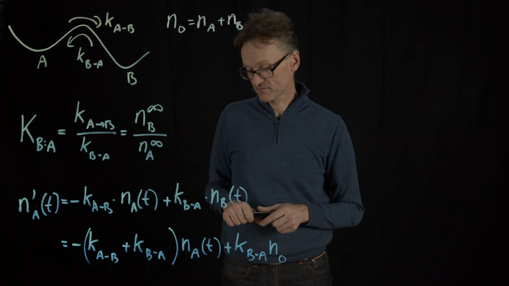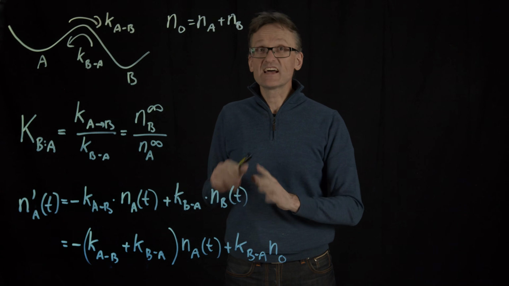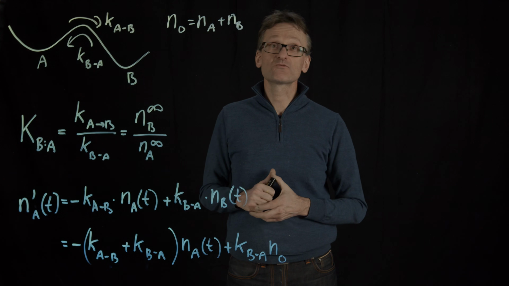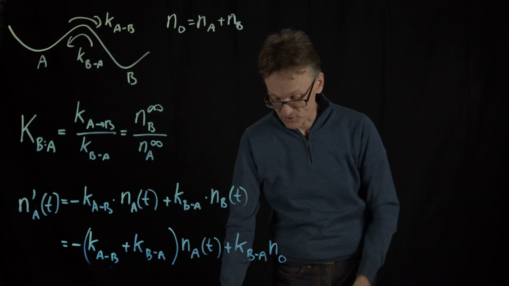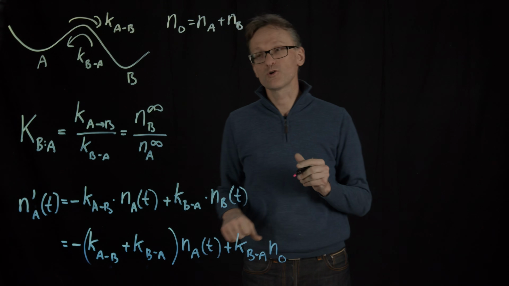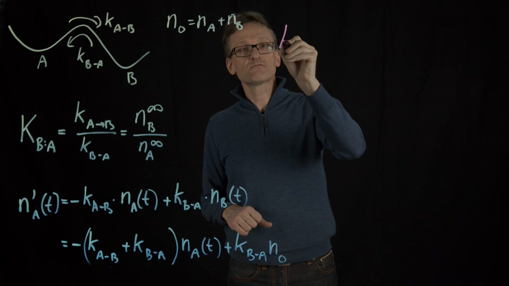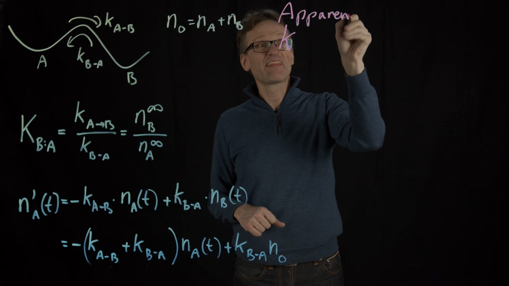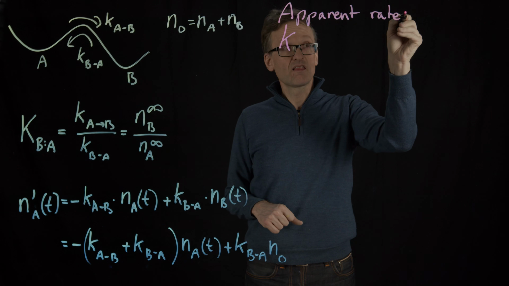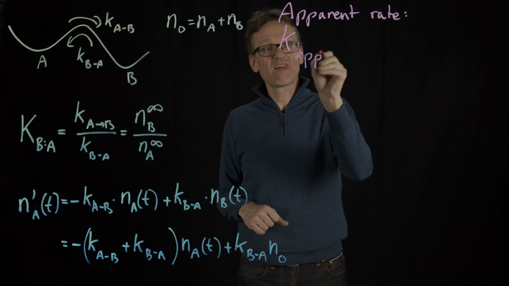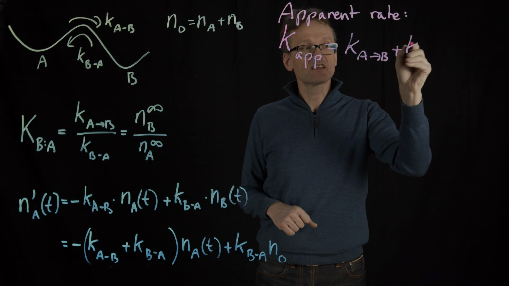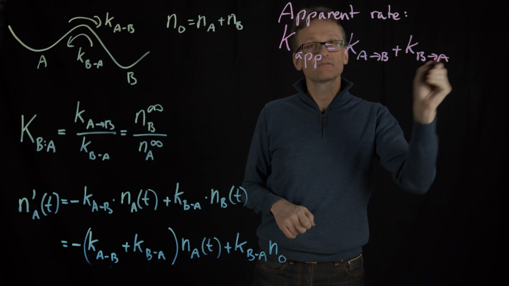Very surprising. We can do this slightly more formally and solve the entire partial differential equation, but it's not really that important, so I'm not going to do it. The book does it if you want to follow it. But the idea is that we have an apparent rate Kap, which is equal to K from A to B plus Kb to A.